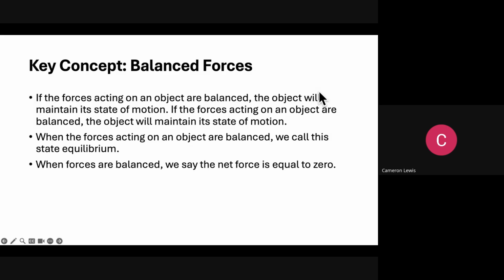So when forces are balanced, we also say that the net force is equal to 0. Just like we just saw in this example, right? Why was the net force equal to 0? Because the forces are balanced, which means they have the same magnitude. But what's different about them? Remember, forces are vectors. They have the same magnitude. But what's different if it's balanced? What's different?